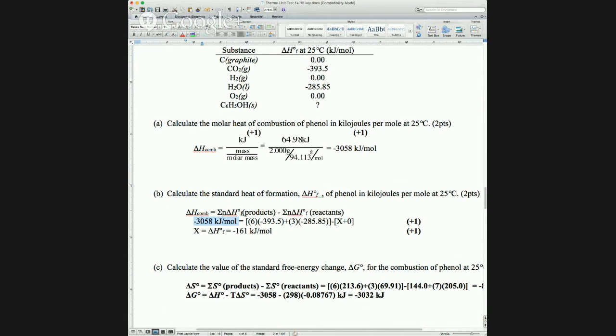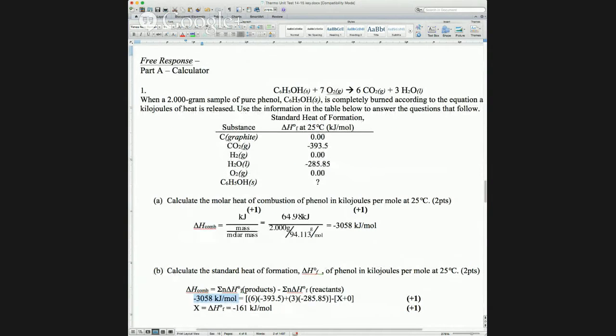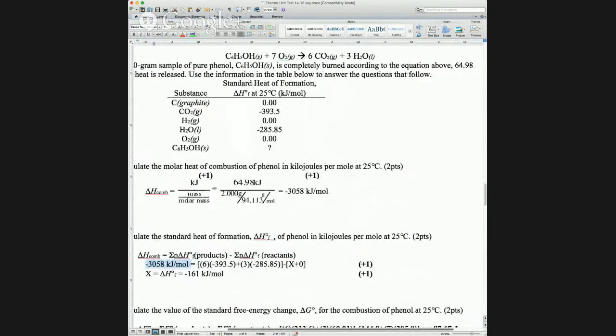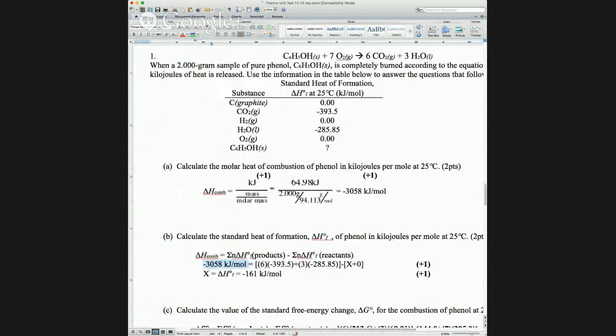That's why that number goes in there, not the actual amount that was given from 2 grams, because that'll change every single time, right? Well, what if we had 3 grams? What if we had 4 grams? That's why you can't use that number, which in this case is 64.98. You can't use that because it changes, but the negative 3,058 kilojoules per mole doesn't change. That's where it is at 25 degrees Celsius. And solve for it. So that's how delta H of formation, delta H of reaction, and delta H of combustion are all related.